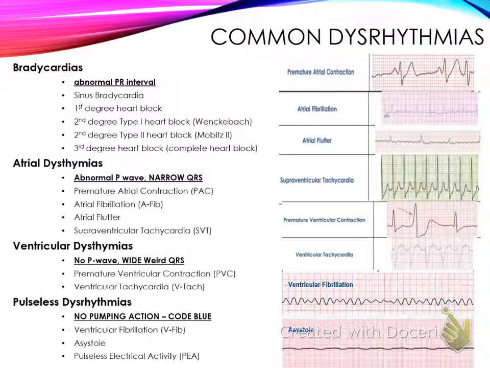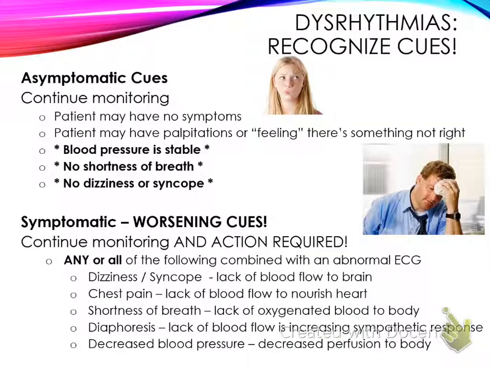Atrials, though, I will want you to know those. Ventriculars. So what you're going to have to do is identify it, and you're going to have to treat it. Recognizing it is what we will do, and then we'll talk about the treatments for each class. So, before we talk about any rhythms, here's how we distinguish between whether something is watchable or intervenable.